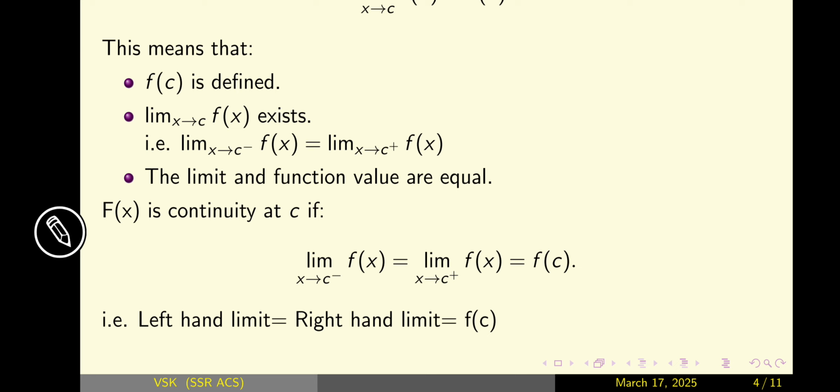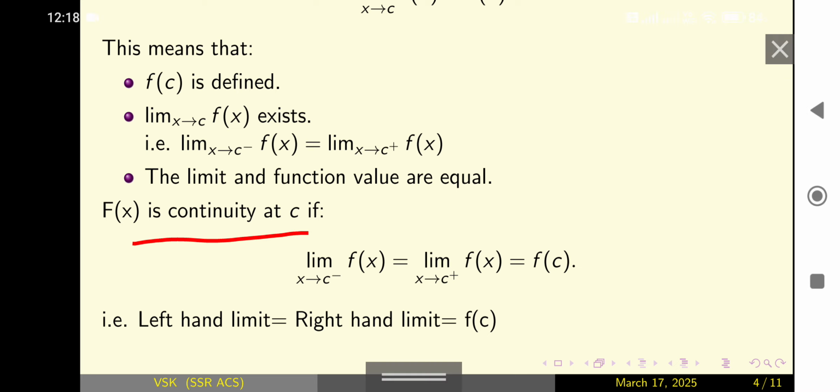So f(x) is continuous at c if first of all left hand limit should be equal to right hand limit and it should be equal to the value of function at c. These three requirements are there when we say it is continuous. If any one of these fails, we will say it is not continuous.